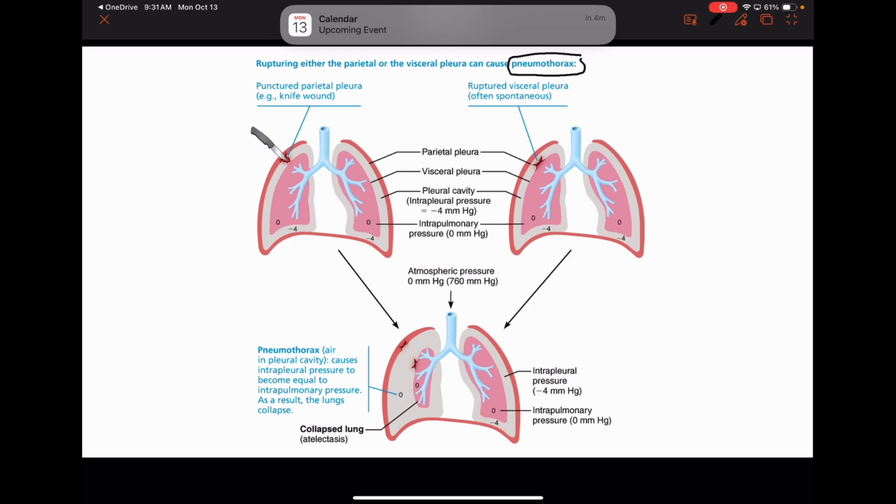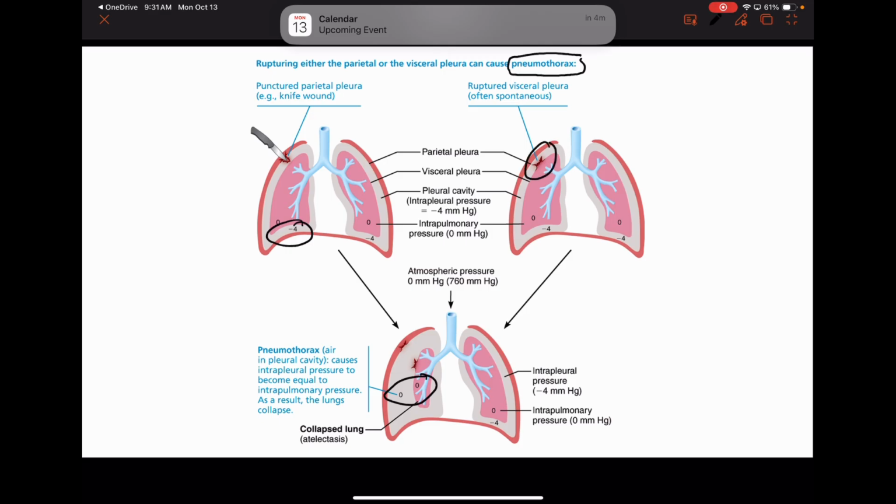What ends up happening is that the intrapleural pressure is no longer at a -4, because now you've introduced air, and probably some blood as well. As soon as these two pressures equalize, that lung's going to collapse. There is no difference in pressure to allow the lungs to inflate and deflate anymore. So as soon as they equalize, the lung is going to collapse.